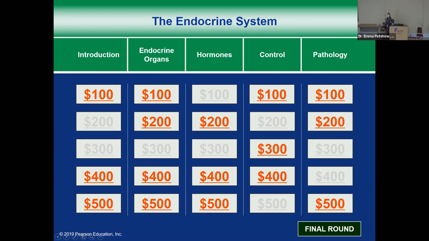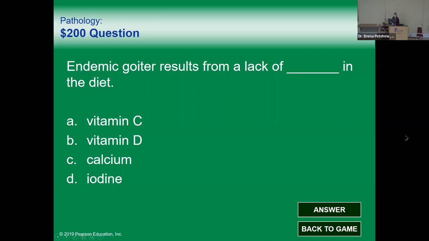Pathology for two. Endemic goiter results from a lack of what in the diet? Vitamin C, D, calcium, iodine. Easy. Iodine. Good.